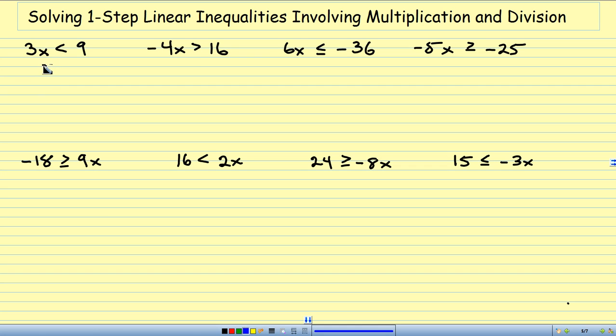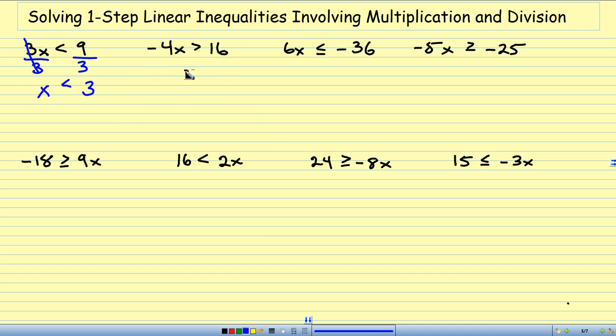But it's when the number I'm multiplying or dividing by is negative that I start doing some wonky things. So let's look at this. I have 3x is less than 9. I need to get x by itself. The inverse operation of multiplying by 3 is dividing by 3, so I'll divide both sides by 3. That will cancel out. Now, here's the thing. This is positive. This is positive. Cool. I just go for it. So x is less than 3.